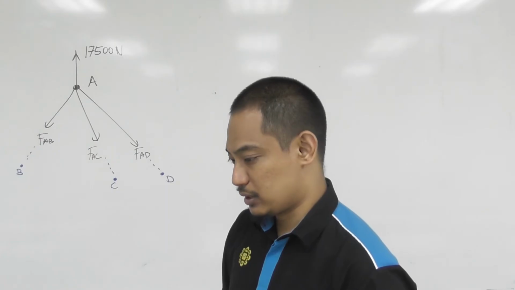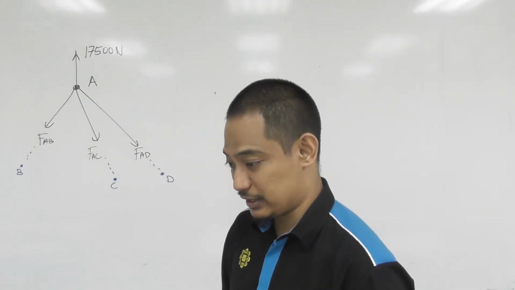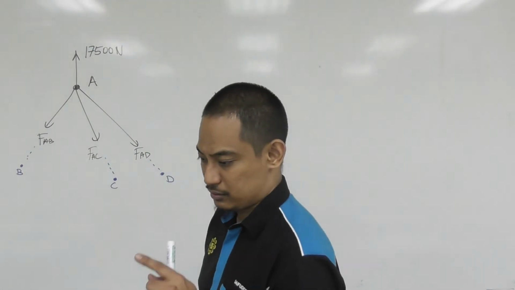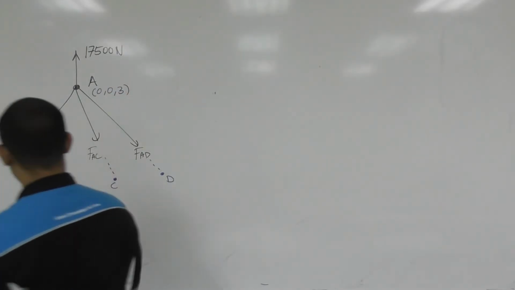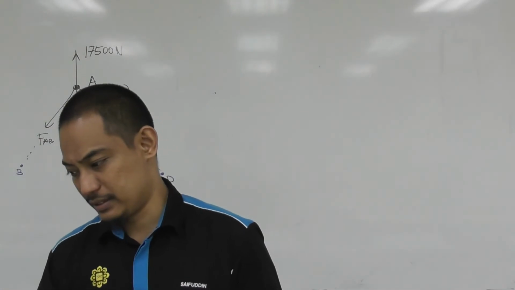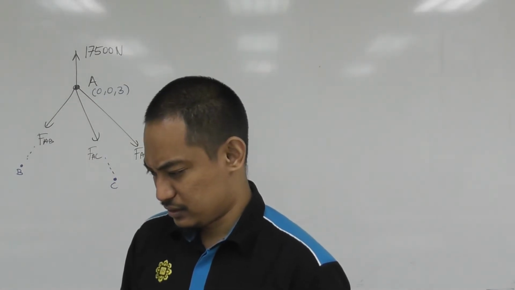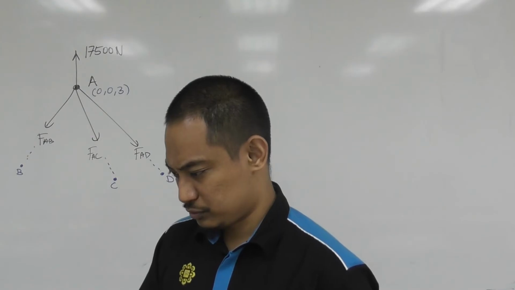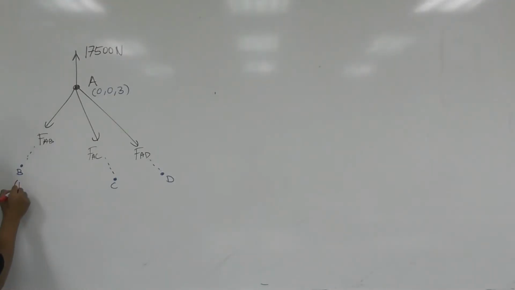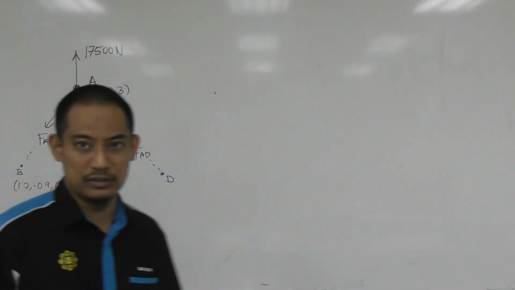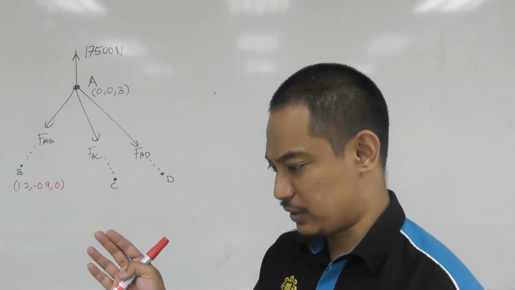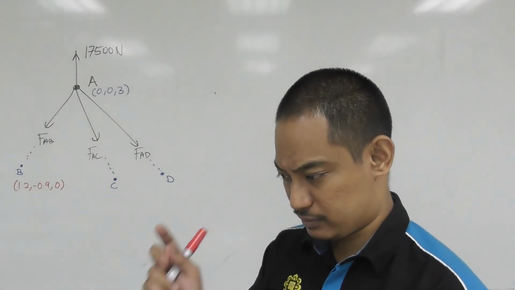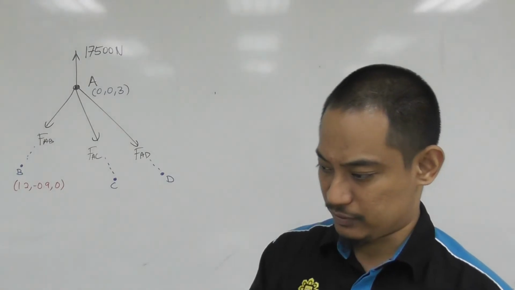Anyway, let me start with point B. What is the coordinate there? Point A, the coordinate is 0, 0, 3, right? What is the coordinate of point B? It is 1.2, minus 0.9, so 1.2, minus 0.9, right? Is it in the frame? Yes. So make sure to take note of the negative side. The y coordinate there is negative, and the x is 1.2 positive. What is point C?